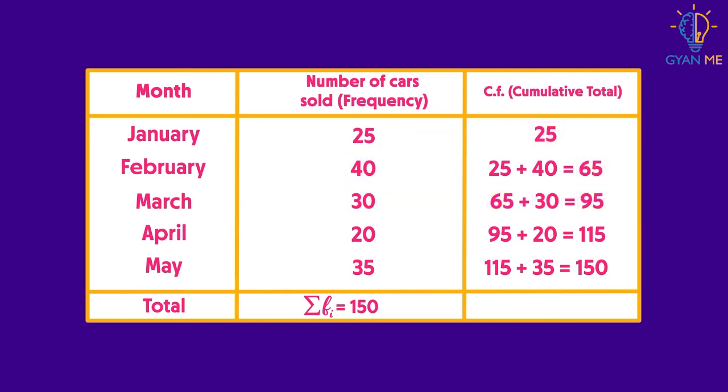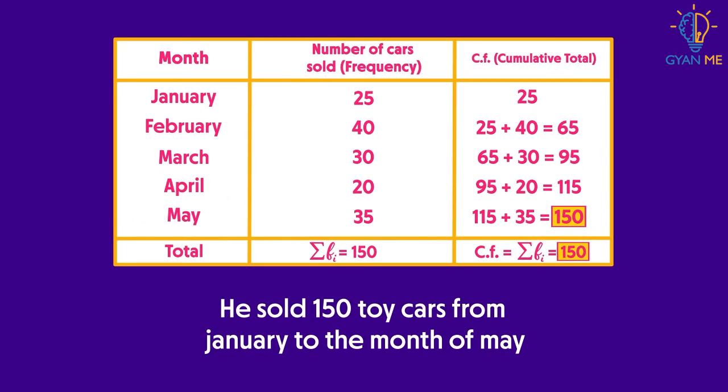He also calculated his cumulative sales till the month of May and found that his total sales of toy cars were 150. That is, he sold 150 toy cars from January to the month of May. Students, cumulative frequency is very helpful in answering similar kinds of questions in statistics.